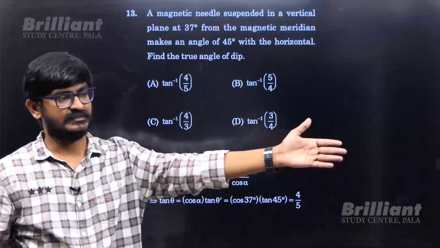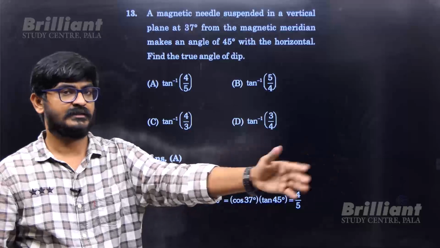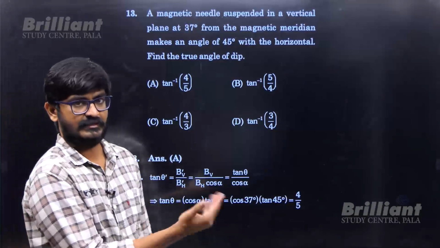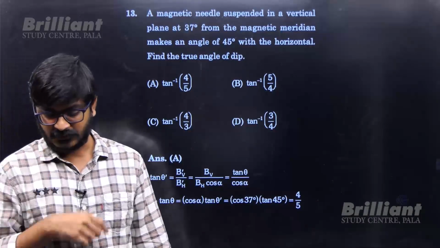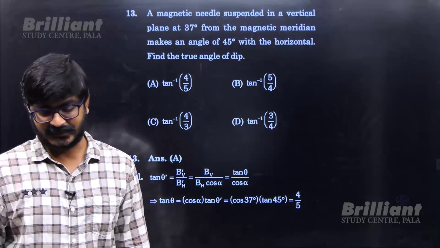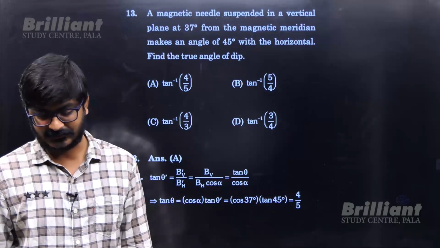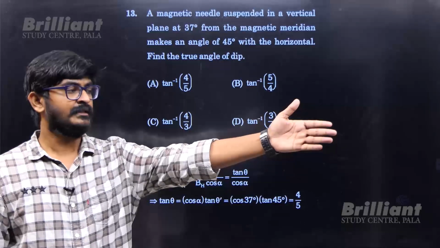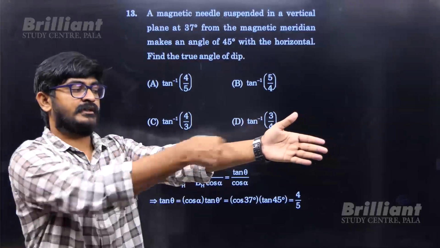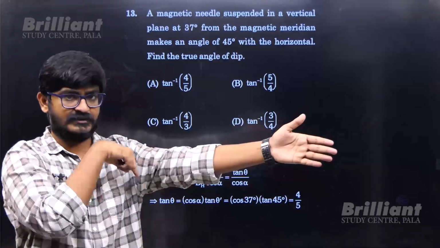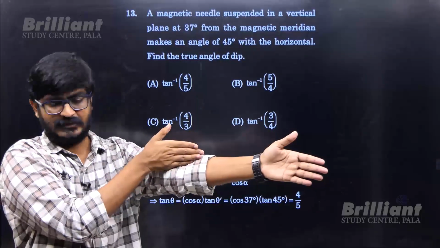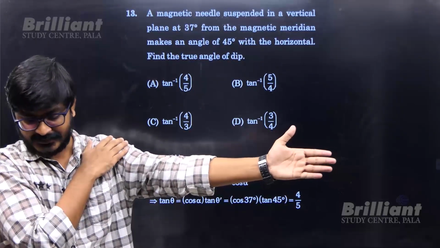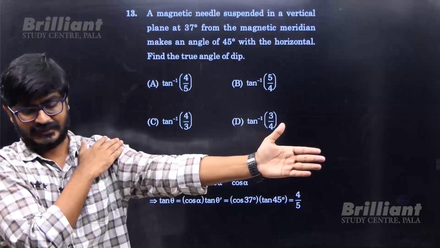This horizontal component is playing the role for that compass needle deflection when you are holding it horizontally. Anyway, now the magnetic needle is suspended in a vertical plane at 37 degrees from the magnetic meridian. So this is the magnetic meridian. So the meaning is, horizontal magnetic field is in this direction, vertical magnetic field is in this direction. But from here you are taking the magnetic needle suspended in a vertical plane at an angle of 37 degrees.